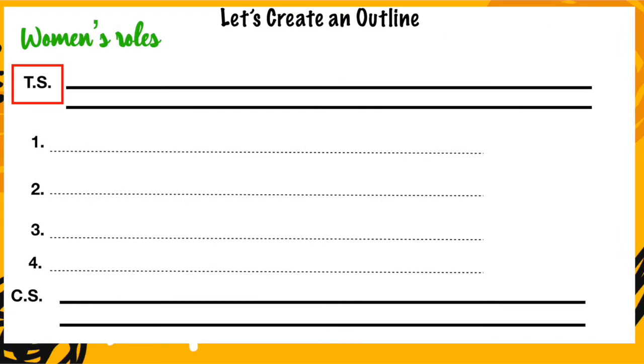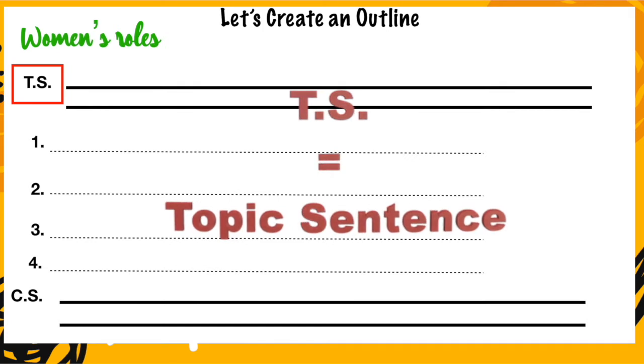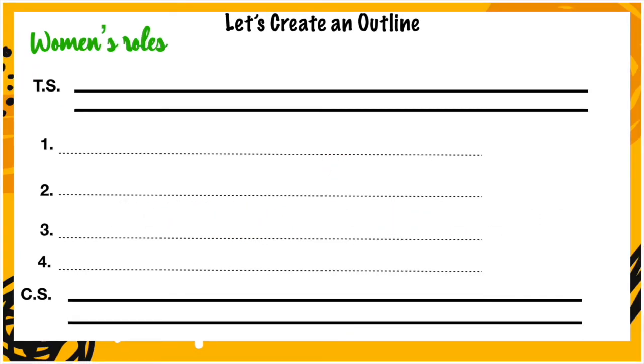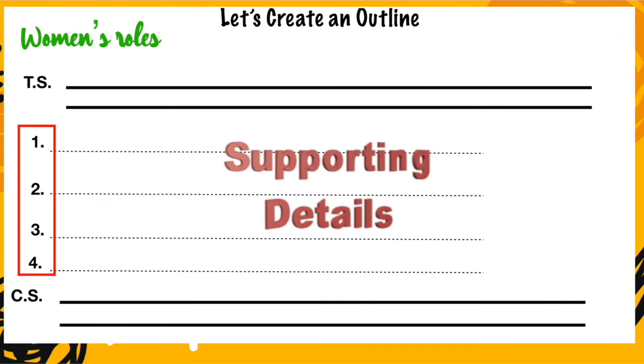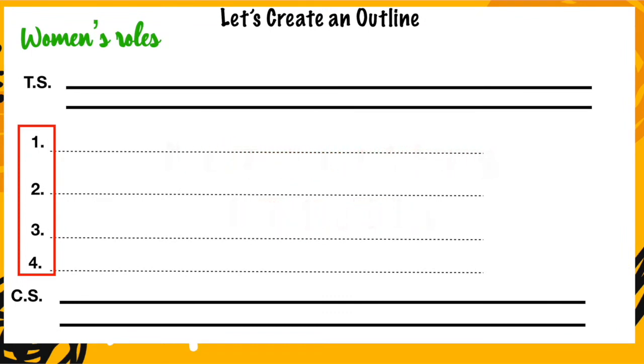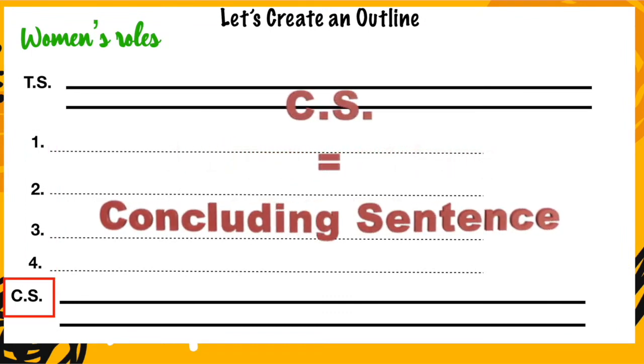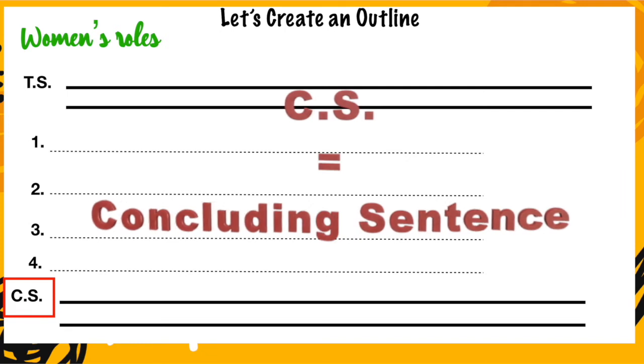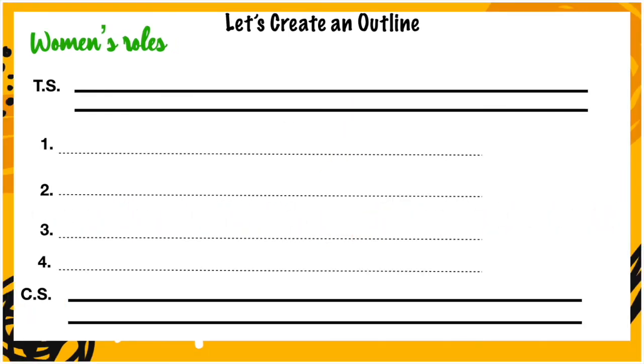I see there are 2 lines. It says on the other side of the lines, it says TS. TS stands for topic sentence. And then I see the numbers 1 to 4. And then at the bottom, I see the initials CS. CS stands for concluding sentence. So let's look at our topic sentence.